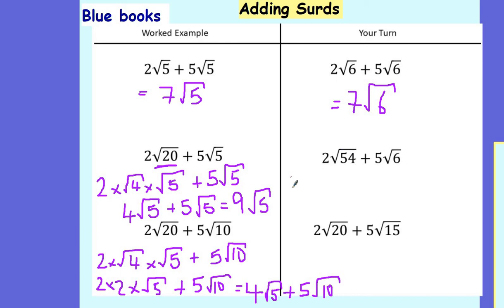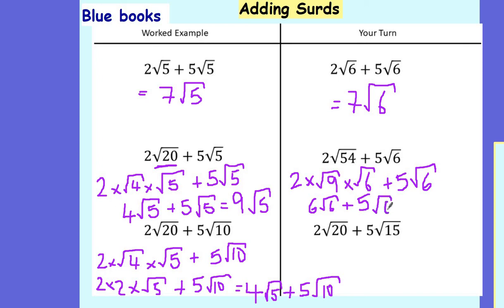I can simplify this and I can write the first one as 2 times the square root of 9 times the square root of 6. And then I can add on 5 lots of the square root of 6. The square root of 9 is 3, so I've got 2 times 3, which gives me 6 lots of the square root of 6. I then add on 5 lots of the square root of 6. 6 plus 5 gives me 11, so I've got 11 lots of the square root of 6.